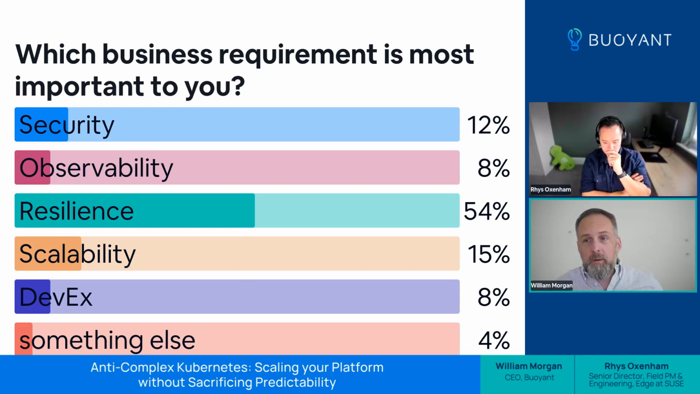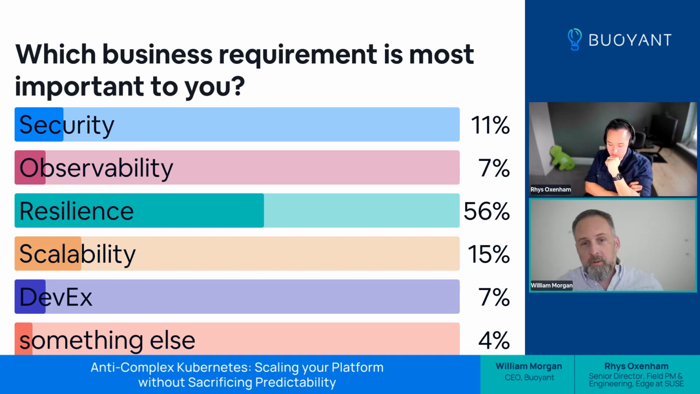Anyone who picked something else, please type it in the chat. I would definitely like to hear what that is. And then, the usual smattering of security, observability, scalability, developer experience. Unfortunately, only 15% picked scalability. So sorry, Rhys, you're only 15% important for this audience.